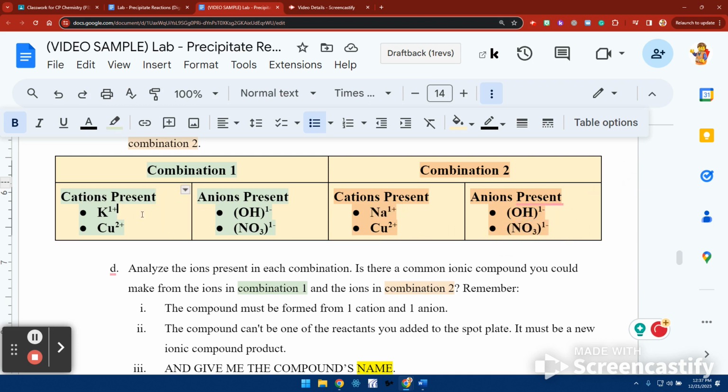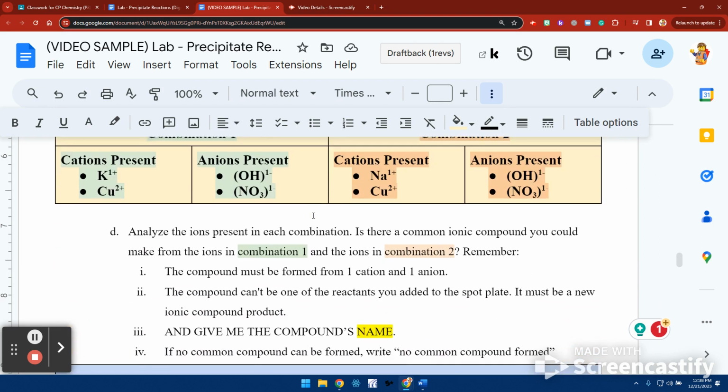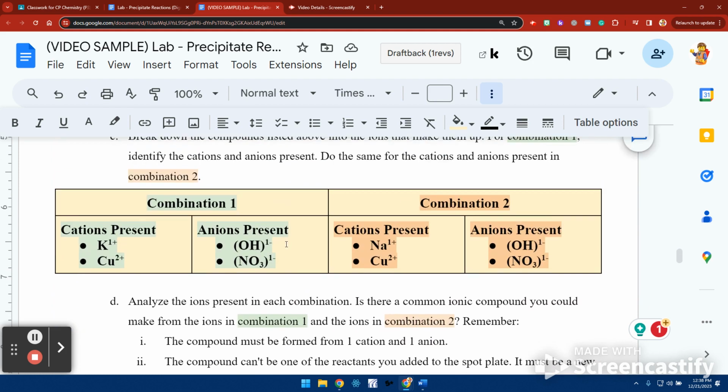It must be present in both compounds. So you might be thinking, okay, maybe it was copper nitrate. Maybe it was the copper 2 nitrate. Look, I can make that in both cases. Well, copper 2 nitrate was one of the reactants that you added. So clearly that can't be the dark blue compound because it wasn't dark blue when you added it. So you need to make something new, all right?